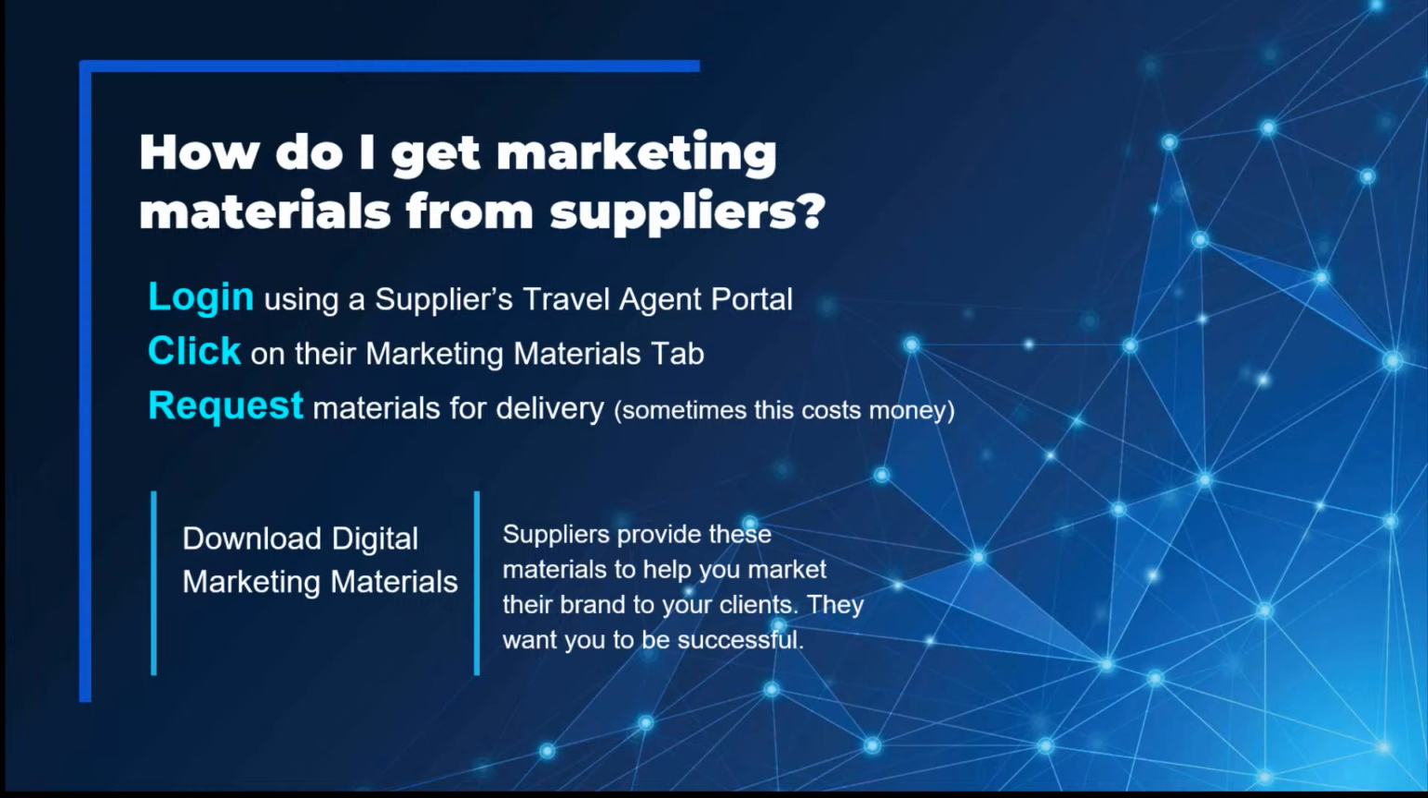Or if you're looking for actual physical materials, because I know some of you like to have brochures or things in your hand to hand out for small fairs, markets, dentist offices and whatnot, you can request those materials for delivery from the supplier. Sometimes you have to request it from the BDM. Sometimes you can request it from their marketing page. And because of shipping, sometimes those materials cost because they have to print them for you and send them out. And sometimes they don't, so it just varies on the supplier.